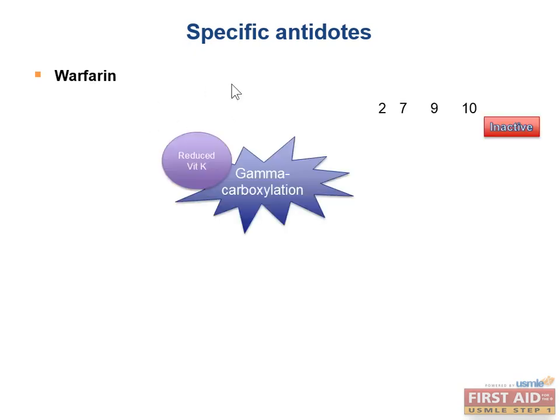So, let's introduce some factors here. We have factor 2, factor 7, factor 9, and factor 10. Now, what can you tell me about these four factors? That's right, they're going to be the vitamin K dependent factors. It would behoove you to remember this because boards sometimes ask that question. Just in a straightforward answer, which of the following factors are vitamin K dependent? Now, is it factor 1? No, it's factor 2, 7, 9, and 10.